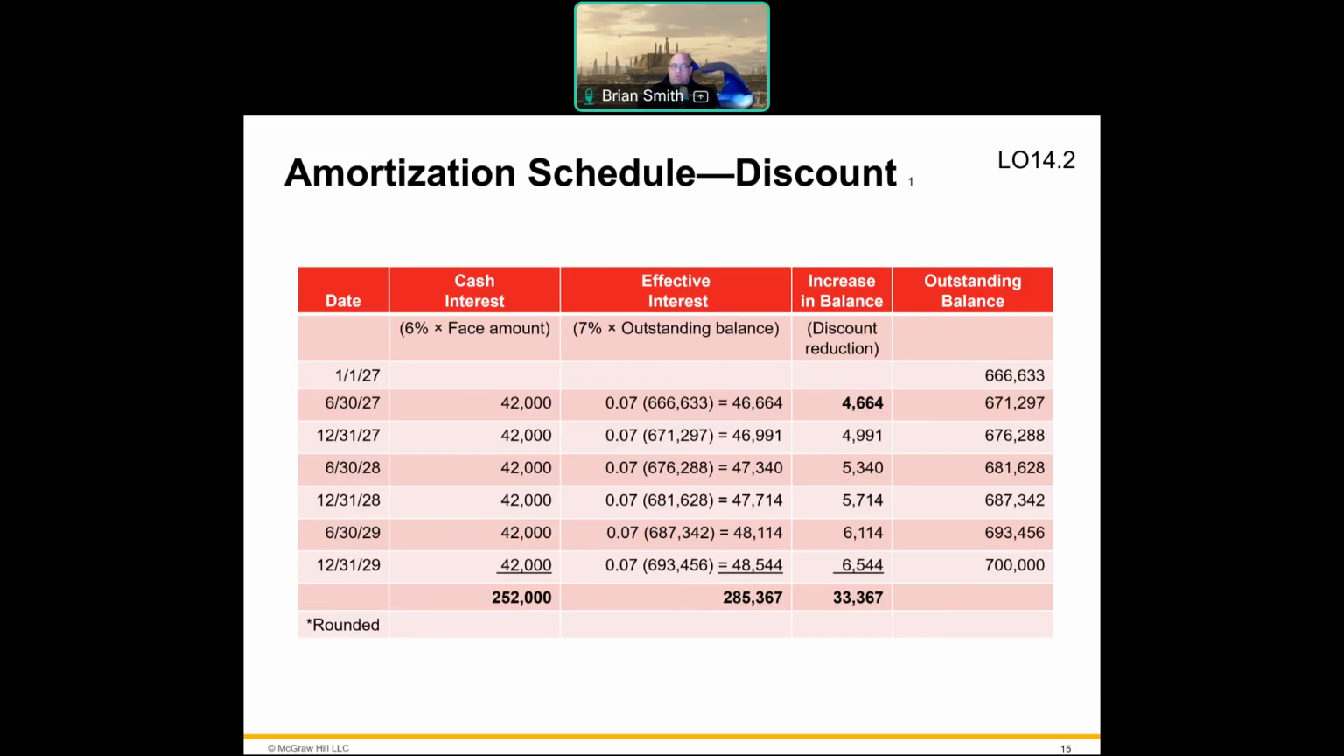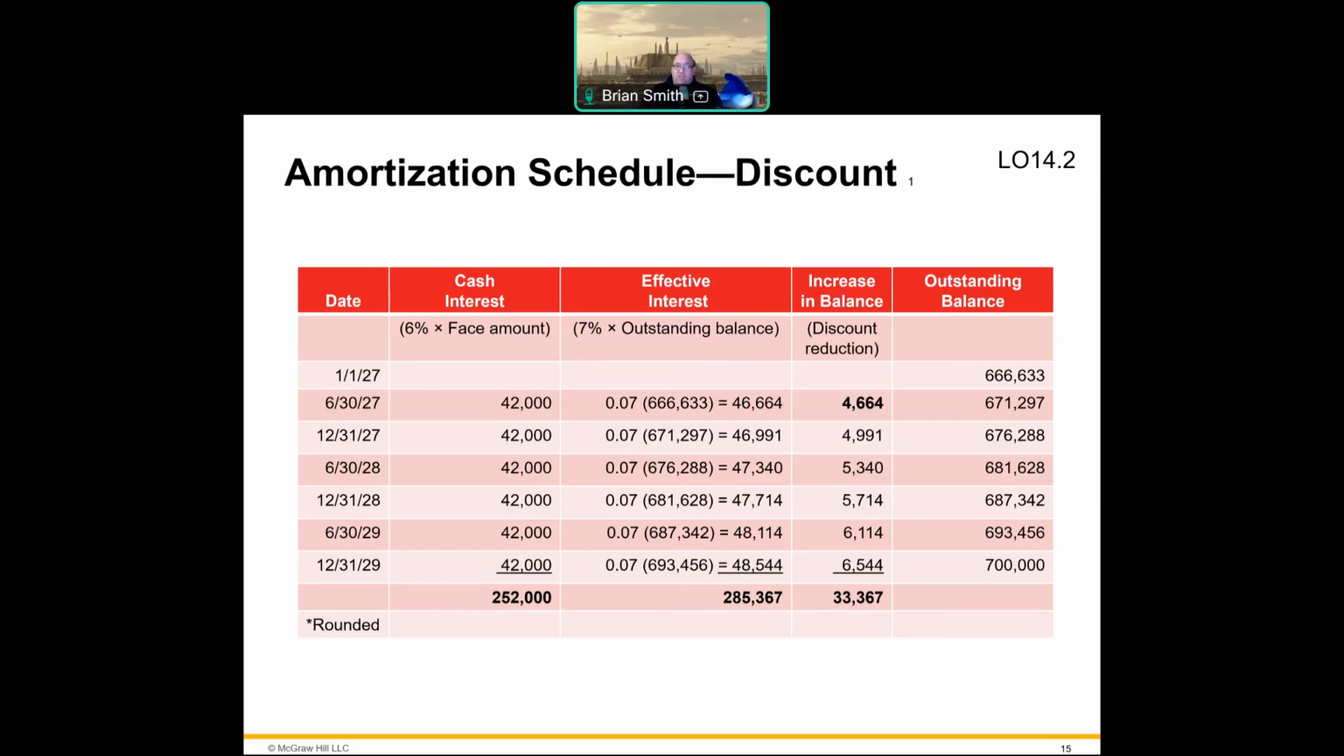They're trying to show this table so you can use it for either the investee or the investor. Bottom line is you're going to take the 7% and multiply it by the outstanding balance to get the effective rate. The cash interest is always going to be the same. And then the difference between the two will be the amount of discount, whether you're going to increase it or decrease it. It has both up there.